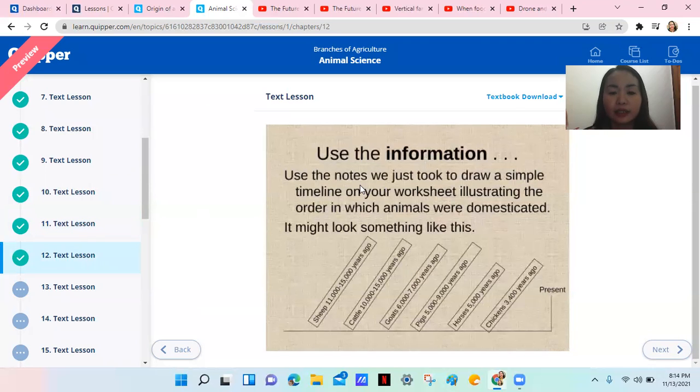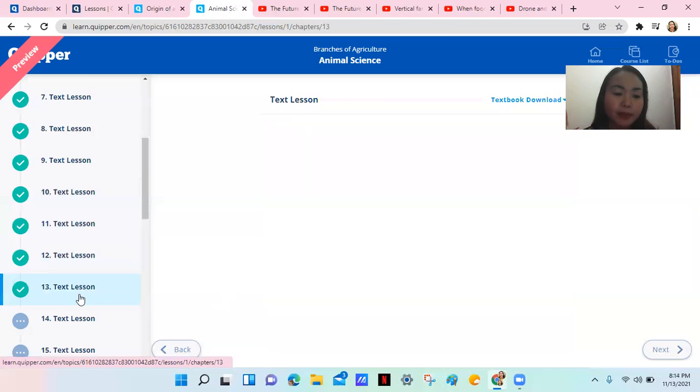So, you can use the notes. We just draw a simple timeline in your worksheets to illustrate which animals were domesticated. So, like this, no? So, sheep first, cattle, goats, pigs, and so you can have a drop like this to actually remember them properly.